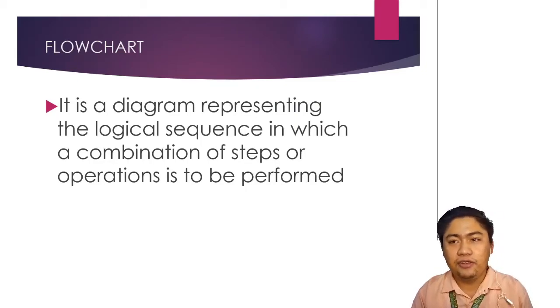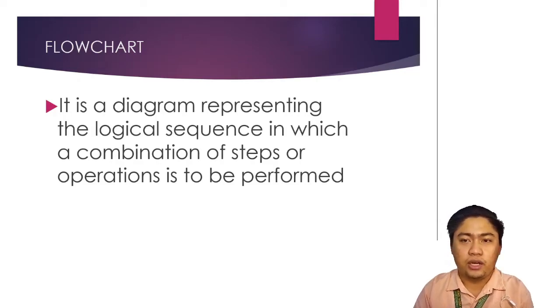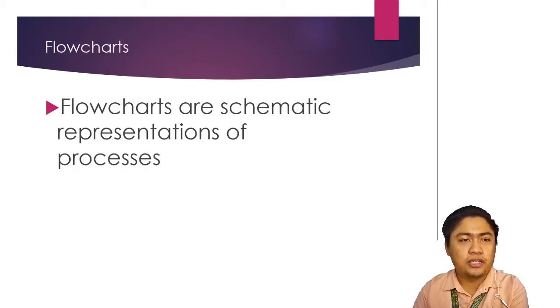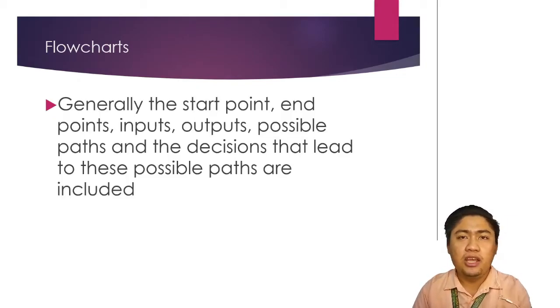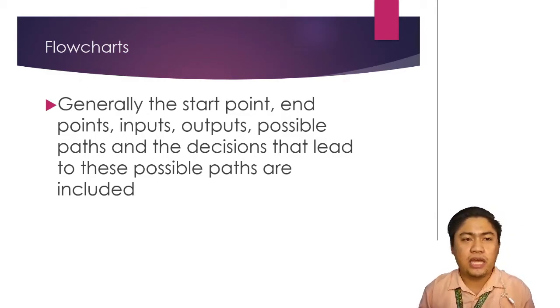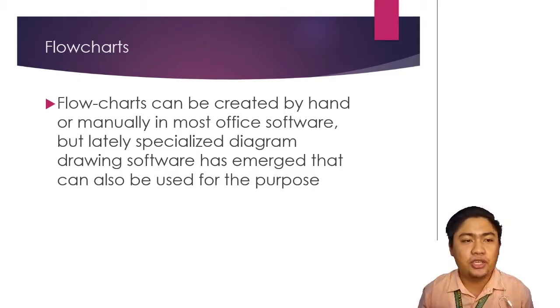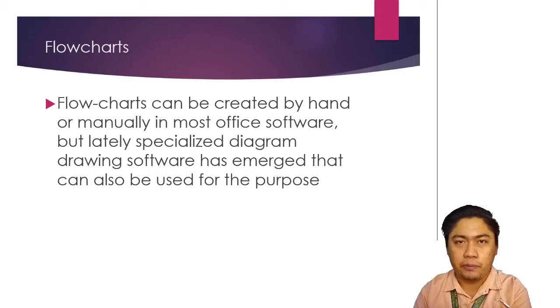A technique for presenting your algorithm is through a flowchart. Flowcharts are graphical or visual representations of an algorithm. Also, flowcharts are schematic representations of the processes of your programming. Generally, we have the start point, end point, inputs, outputs, possible paths, and the decisions that lead to these possible paths. Flowcharts can be created by hand or manually in most office software. But lately, specialized diagram drawing software has emerged that can also be used for the purpose.